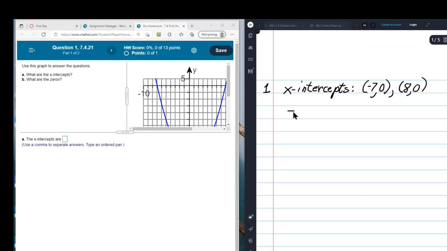Now the zeros of f of x, that is, of the function that made the graph, are the -7 and the +8. So that's the relationship between zeros and x-intercepts.